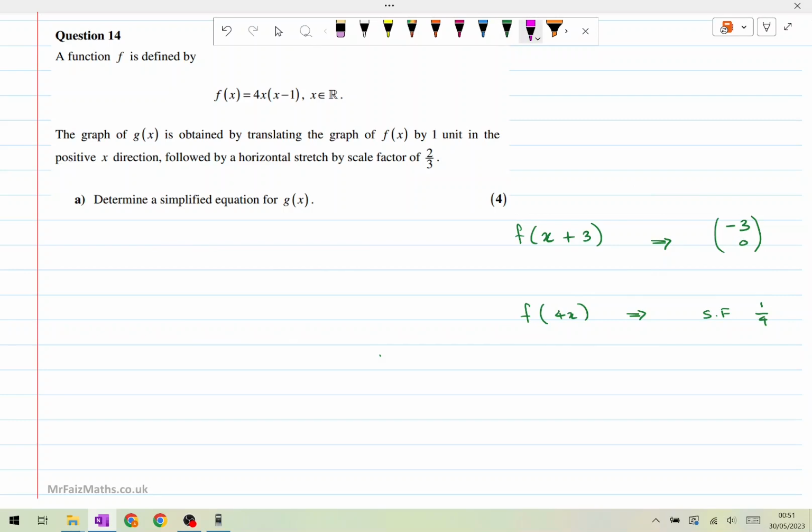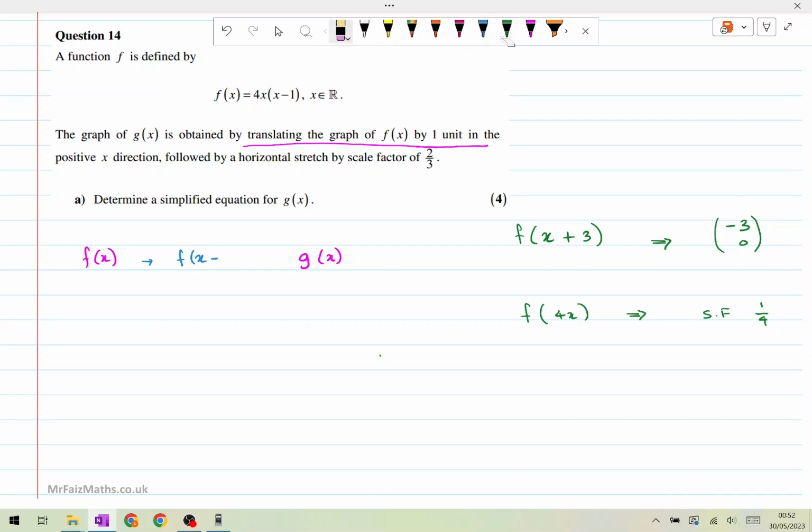All right. So we have some function f of x is equal to 4x times x minus 1. What we are told is that the graph of g of x, a new function g of x, is obtained by doing two transformations. The first one says translating the graph of f of x by 1 unit in the positive x direction. So if you want to move something 1 unit to the right, the first transformation that has been applied is f of x minus 1.